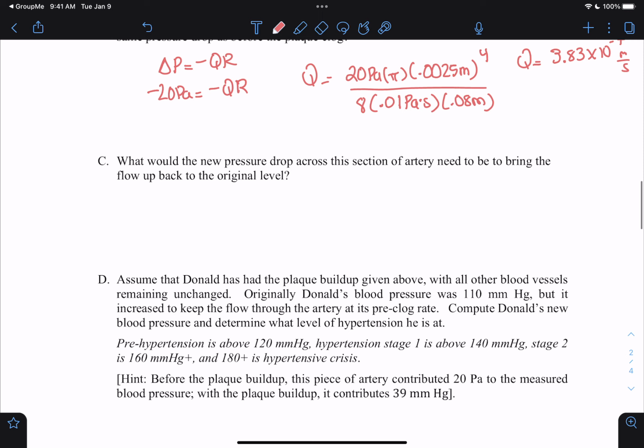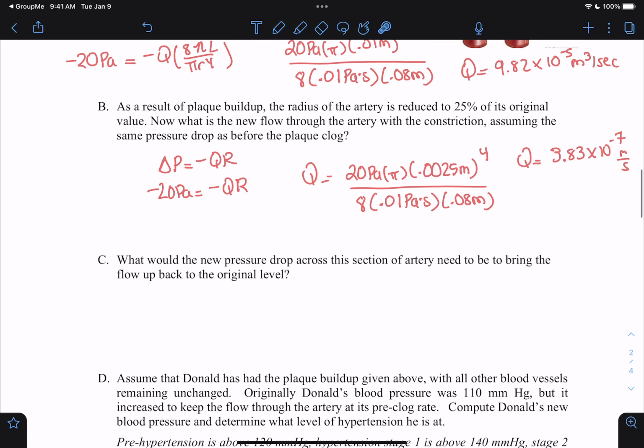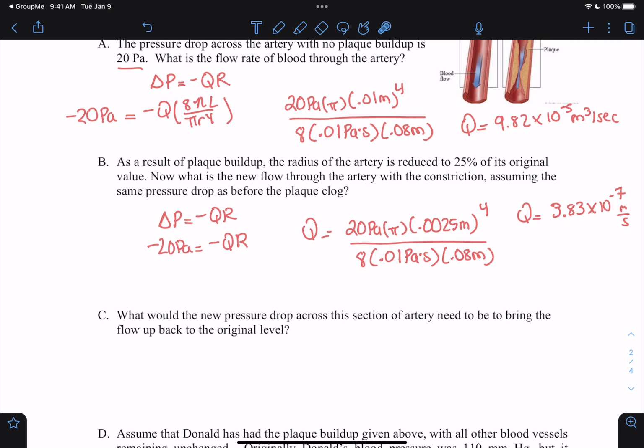Now with part C, what would the new pressure drop across this section of artery need to be to bring the flow back up to the original level, right? So if we have this resistance-like component here, right, the same resistance based on this new constriction, and we want to bring things back up to that original flow rate that was unconstricted, then what would the new pressure drop have to be?